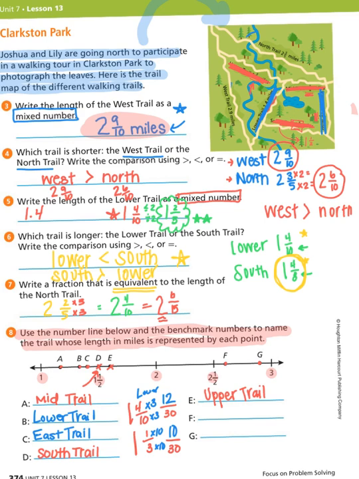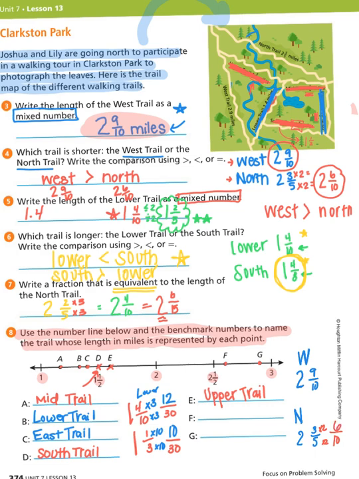Let's just compare those. So I've got the west trail. Let's write that as a mixed number. So 2 and 9/10. And the north trail, 2 and 3/5. I've got to make my denominator the same here. So let's make that 5 into 10, times 2 on the bottom, times 2 on the top.